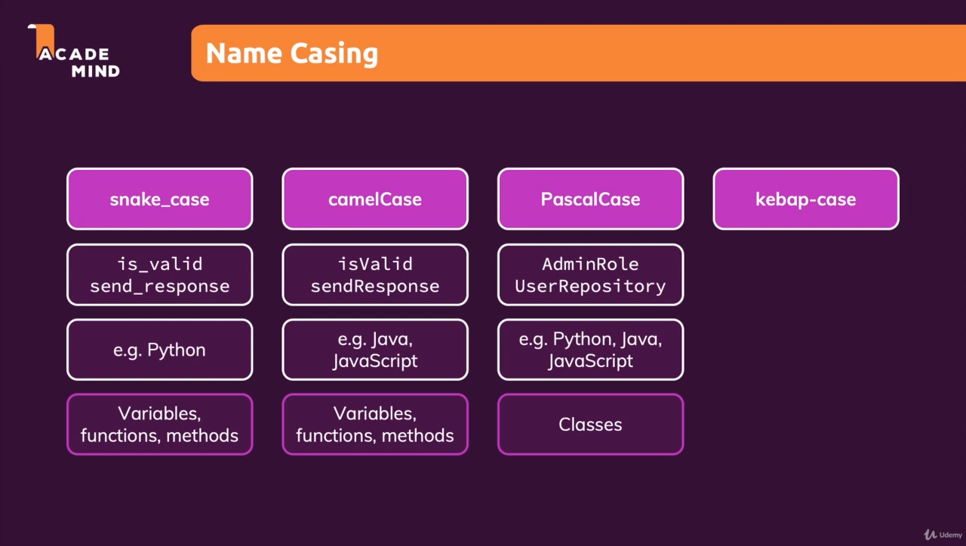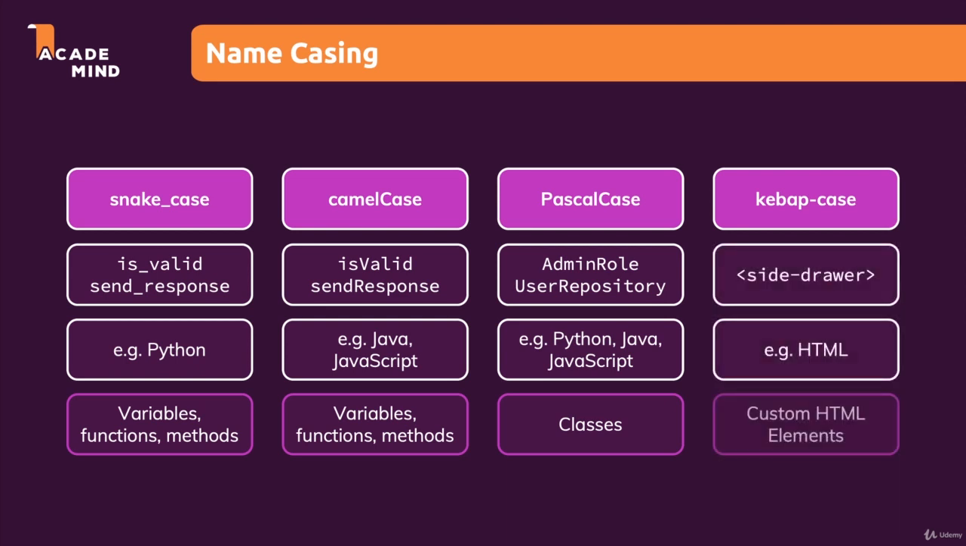And when it comes to kebab case, it looks like this, and we, for example, know this from HTML, where we can use it to assign names to custom HTML elements we might be building. Now, these are the four main ways of writing things, and mostly it comes down to conventions, when to use which notation. I outlined the most important conventions here. For example, for Python, we use snake case for variables, functions, and methods. And style guides for your favorite programming language typically tell you which notation to use for what.